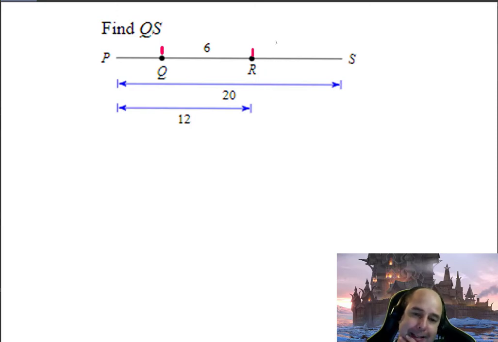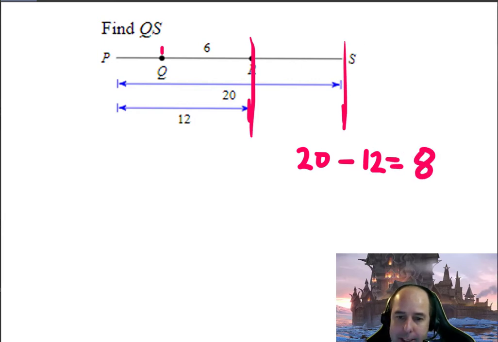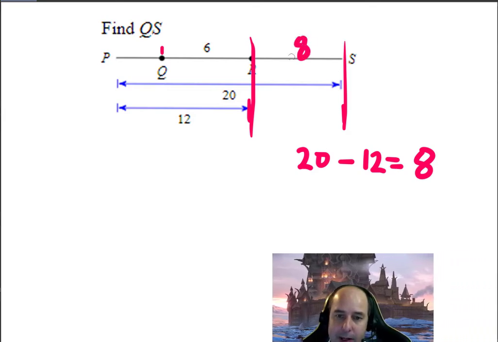I do know the distance from here all the way to here, and I know the distance from here to here. If I subtract these two distances, I'm going to get the distance from R to S. So I'm going to take that 20 and subtract from it the 12. 20 minus 12 is 8. So the distance from R to S is 8.